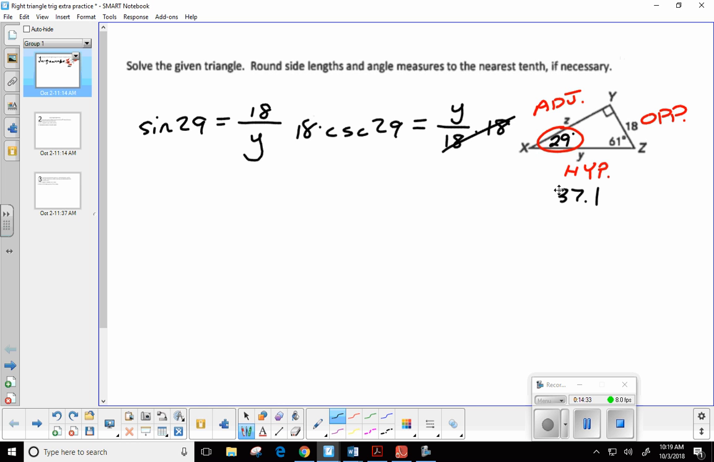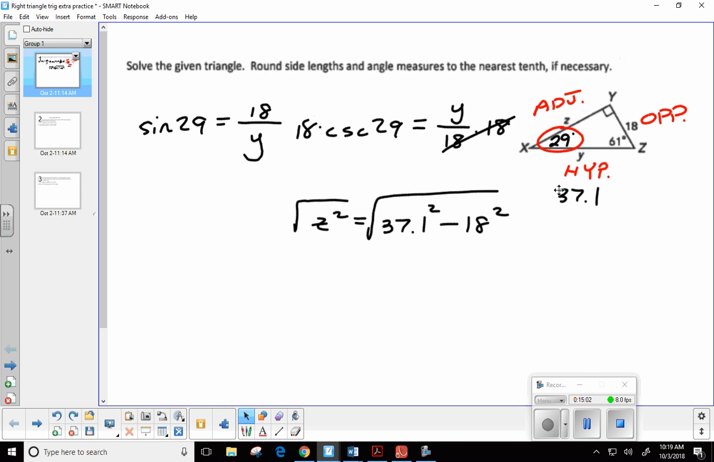Okay, what do we want to do? Pythagorean theorem? Okay. So with the hypotenuse, let's go ahead and say z. So that would be z squared is equal to the hypotenuse 37.1 squared minus the leg 18 squared. I just went ahead and manipulated the formula and solved it for that missing leg. All right, but I'm going to do this because we already had an expression for the 37.1 in my calculator.